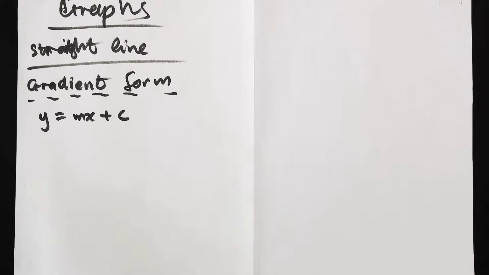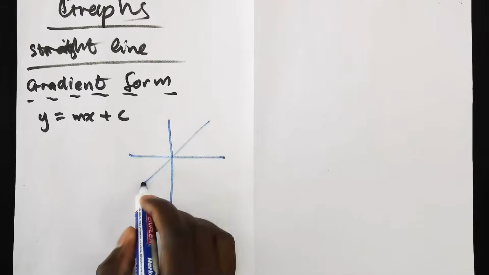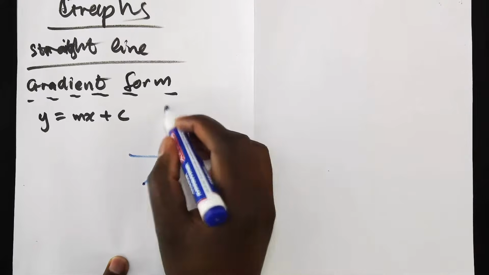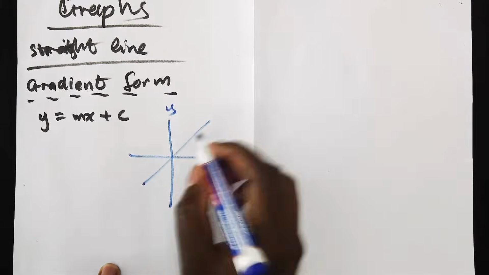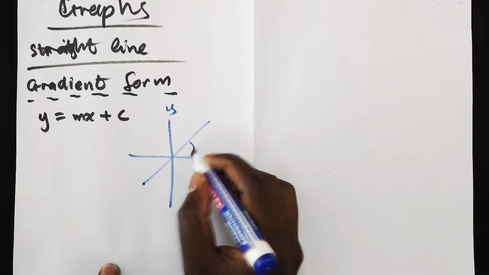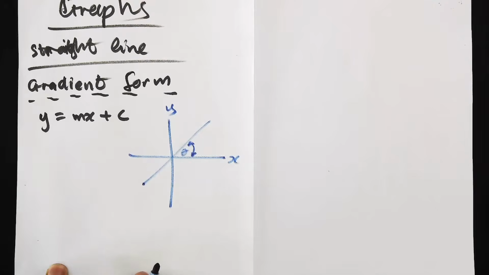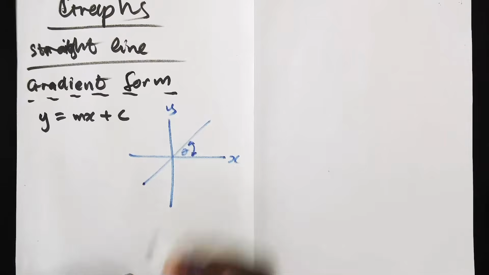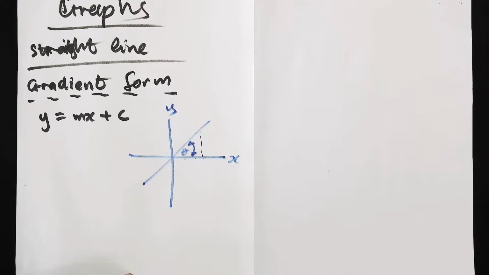Let's say for an example we have a straight line there. This is just a rough sketch, with x and y axes. So I have that line there. It has an angle that is formed, which is angle theta. Angle theta is determined by the change in y over the change in x. So it's rise over run.